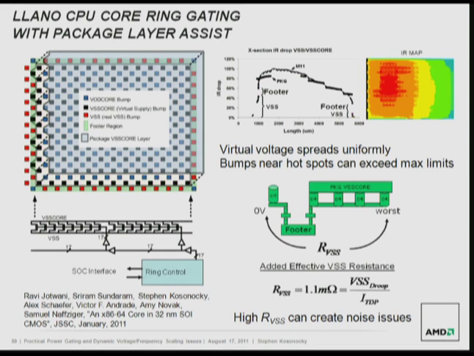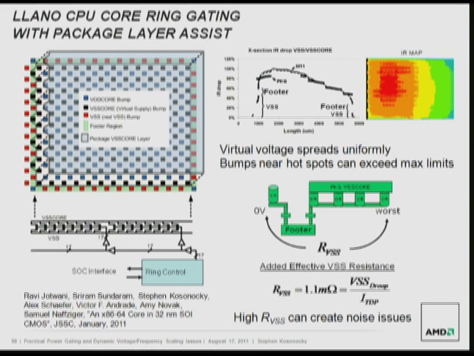So if you look at this, you see, this is the path the current goes. If you look at the effective resistance of that whole path, it is about adding 1.1 milliohms resistance to your supply. And you could use that number for high-level estimations of how much frequency impact that would have to your core or power impact.